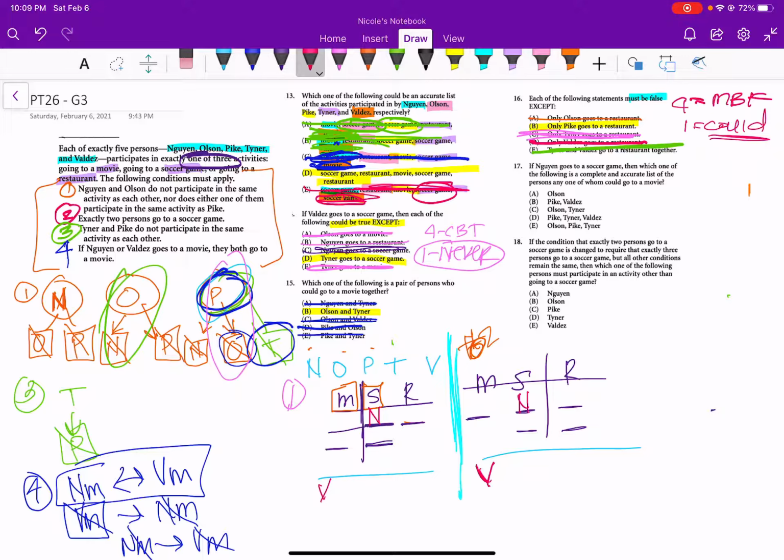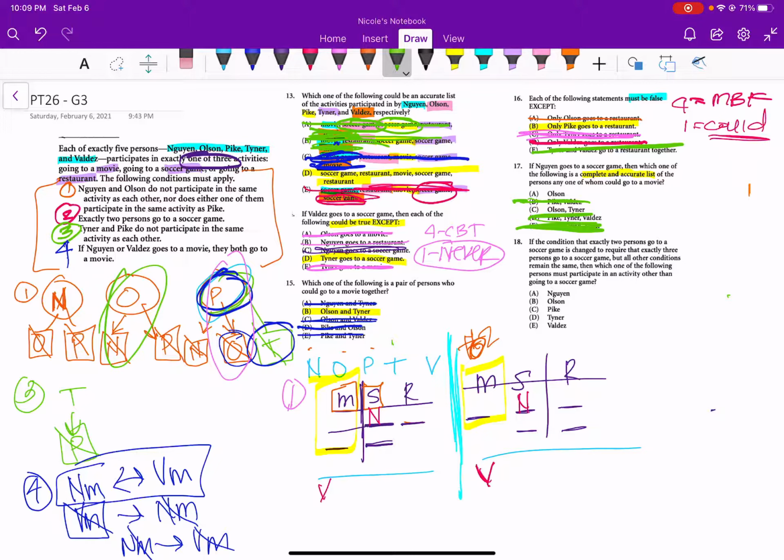movie? So remember, we only can ever have 2 or 1 person going to the movie, FYI, because we're looking for a complete and accurate list. So I automatically here would cross off D and E because I know that we can't have 3 people going to the movie. All right, so A, could we just have O? Well, before I even do that, I see B here. Anything that has V, we can cross off because V can't go to the movie without N. So we can cross B off.